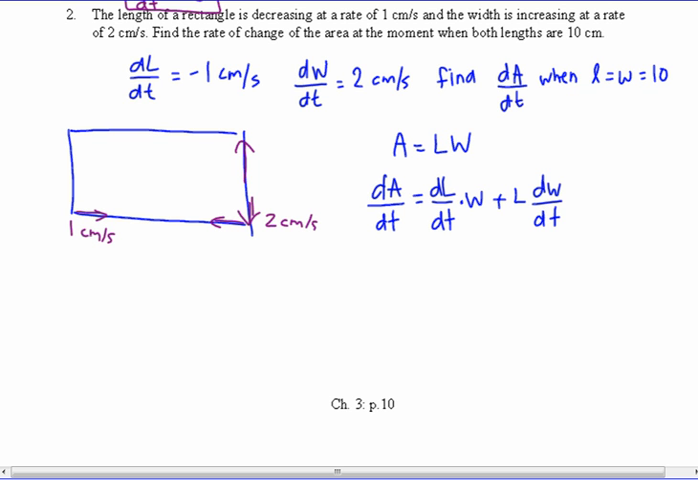All right, do we know everything to set this up? Yeah, we're good to go. So dA/dt, what's dL/dt? Negative 1 times our width at that moment, 10, plus the length at that moment, 10, times the change of width with respect to time, 2. So negative 10 plus 20.